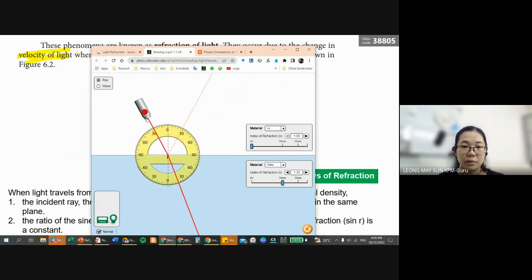Let's say I put the angle at 30 degrees. As you can see, it is slightly different. It is not at 30 degrees but slightly less, around 21 to 22 degrees. So the angle did change. The light ray, instead of going in a straight line, changed its direction and angle when it went to a different boundary.